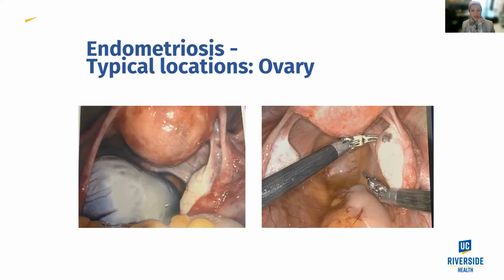And if we look at the pictures here, I don't know, Cyan, if you can use your mouse to point out that big blue cyst on the left side. This is a big endometrioma. Can you use your mouse, Cyan? Yep, exactly, right there. This is a big endometrioma, perfect.